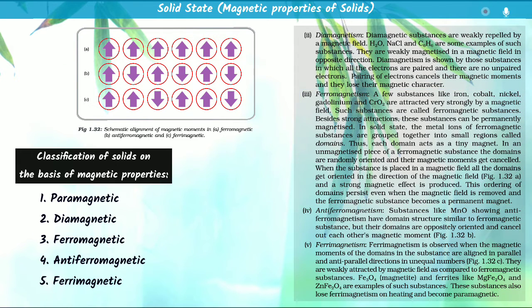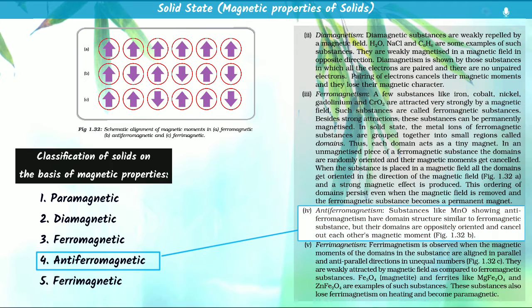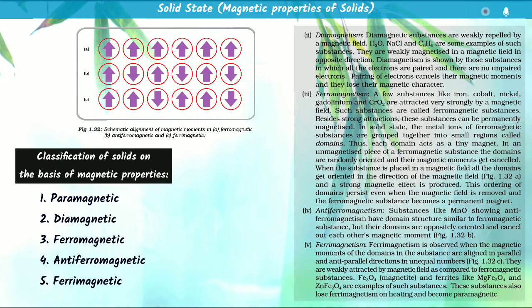The fourth category is antiferromagnetic substances. Antiferromagnetic solids, for example manganese oxide, also have domains similar to ferromagnetics, but the orientations of the domains are opposite to each other. Because of these opposite orientations, they cancel each other's magnetic moments, so they do not exhibit magnetic behavior. The fifth and final category is ferrimagnetic solids.